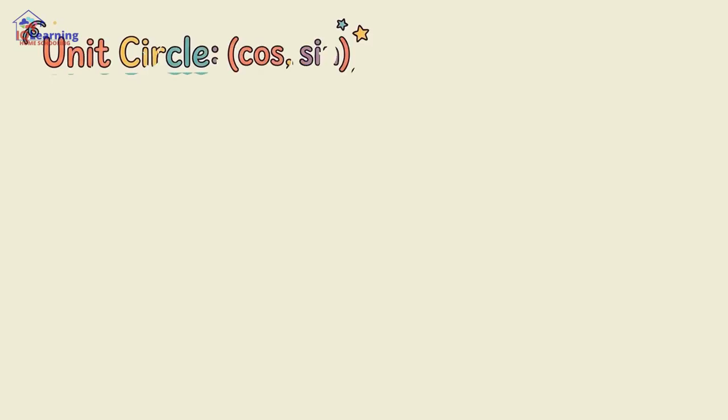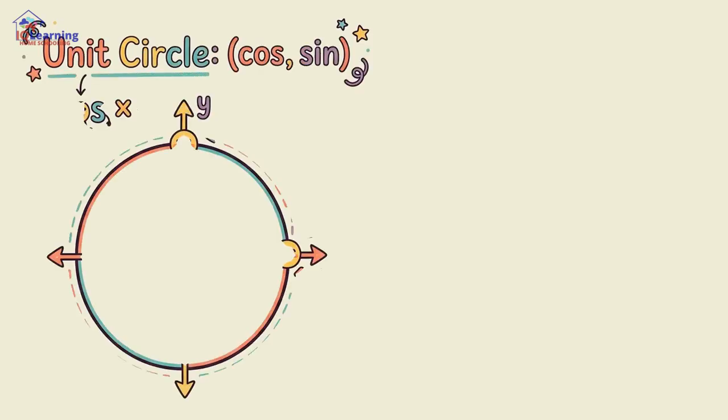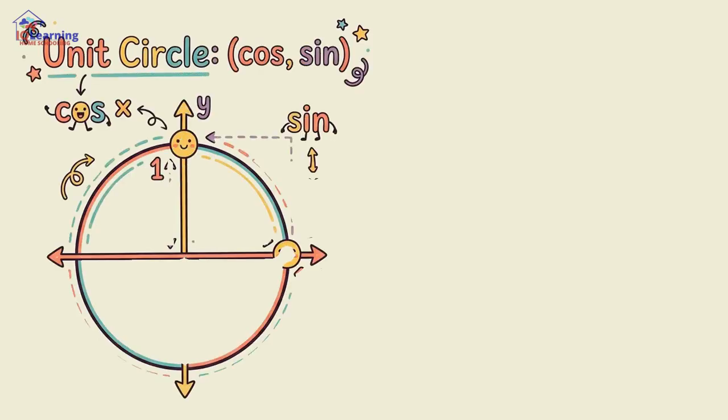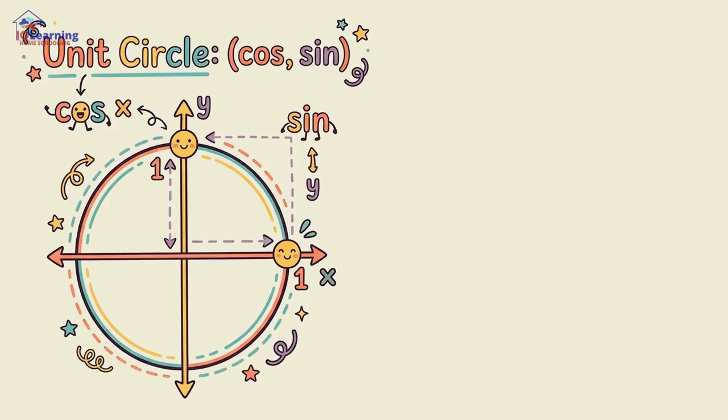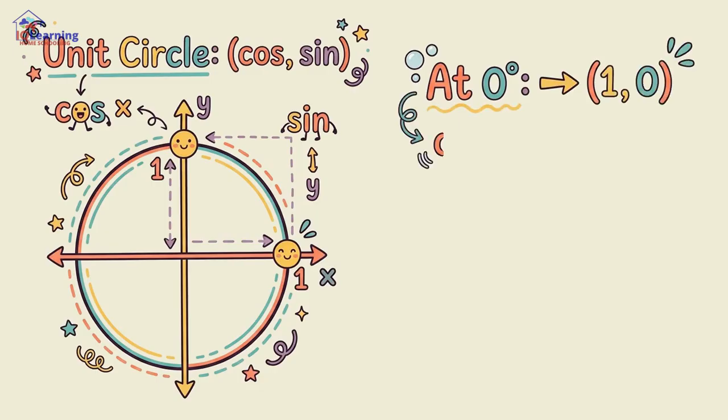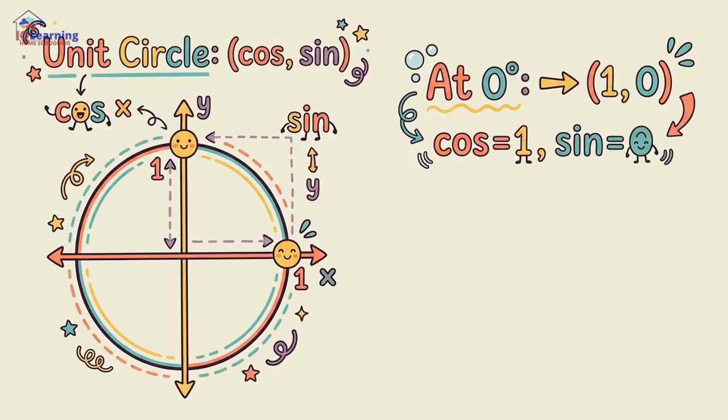Now for 0 degrees and 90 degrees, triangles get awkward, so switch to the unit circle. On the unit circle, cosine is the x-coordinate and sine is the y-coordinate. At 0 degrees, the point is (1, 0). So cosine 0 is 1, sine 0 is 0, and tangent 0 is 0.